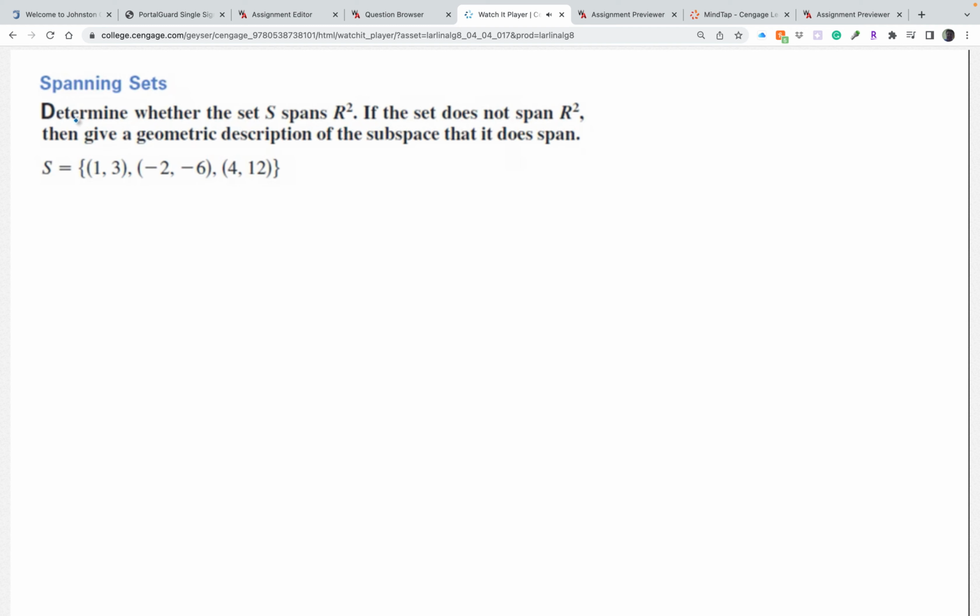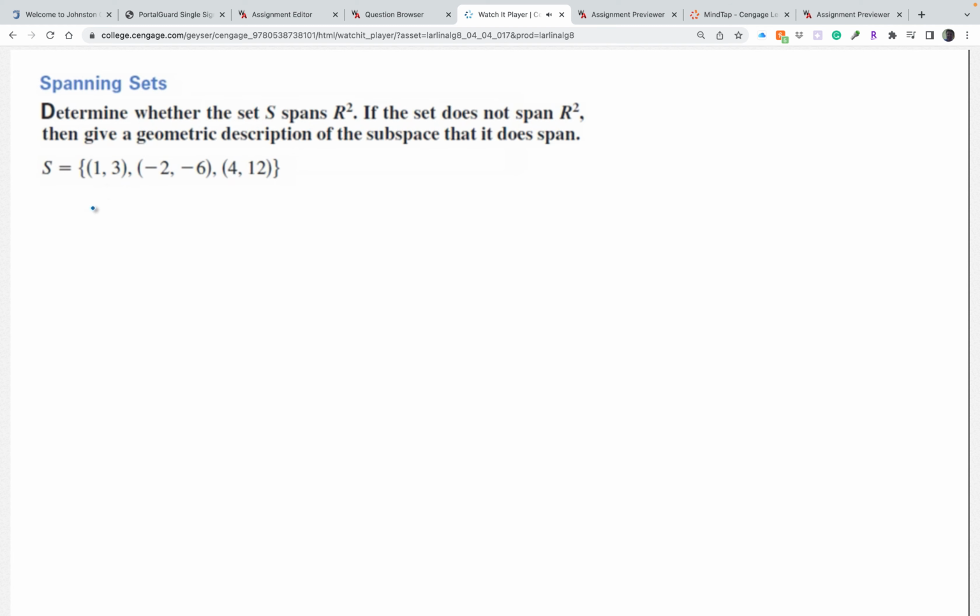Spanning sets. Determine whether the set S spans R2. If the set does not span R2, then give a geometric description of the subspace that it does span. So we have this set S consisting of the vectors 1, 3, -2, -6, and 4, 12. One thing that we can note right away is that if this does span R2, we'll be able to create other vectors from this set.